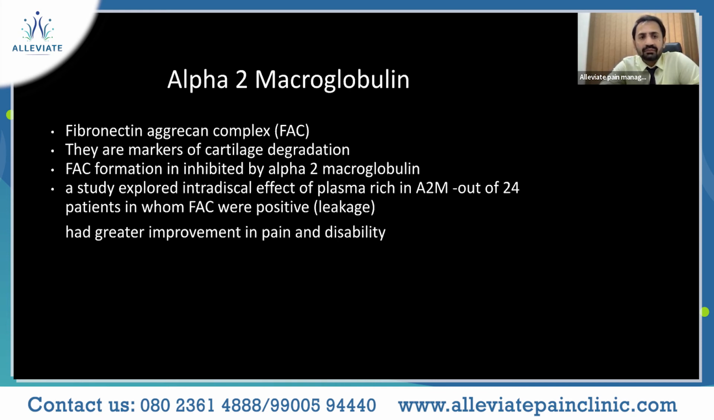Alpha-2 macroglobulin, fibronectin aggregate complex, FAC. They are markers of cartilage degradation. FAC formation is inhibited by alpha-2 macroglobulin. Again, only the people who prepare PRP can be asked for this preparation. A study explored the intradiscal effect of plasma rich in alpha-2 macroglobulin in 24 patients in whom FAC were positive. There was a greater improvement in cases where FAC were positive when we gave alpha-2 macroglobulin.